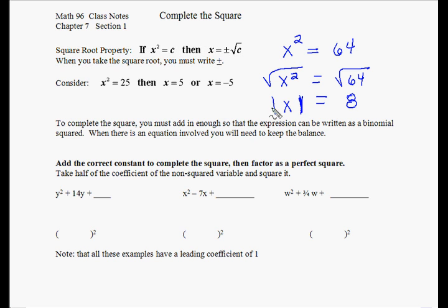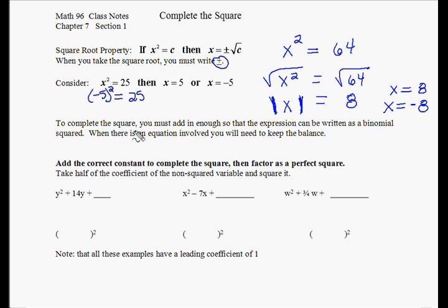If there are 2 bars, then what you're going to have as a result is 2 problems. Either that the x is equal to 8 or the x is equal to negative 8. So that's where this plus and minus come from. The bars have 2 possible answers. So consider again that x squared is equal to 25. So if I took the square root of both sides, I would have x equals 5, or I could have x equals negative 5, because negative 5 squared is 25.